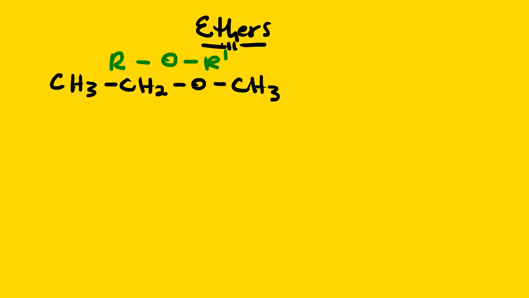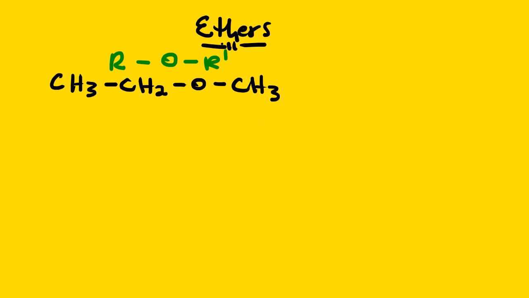We have two ways to name ethers. We have the common name and the IUPAC name. To give names of ethers, it's simple. You simply identify the shorter, smaller alkyl group, then it becomes your alkoxy substituent. In this case, comparing the left hand side and the right hand side, this part is smaller than the left hand side.